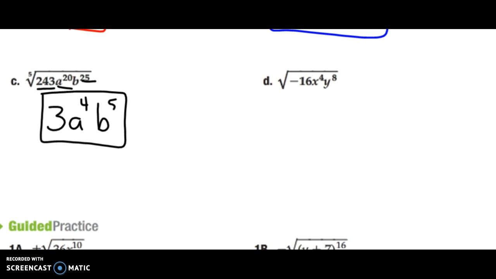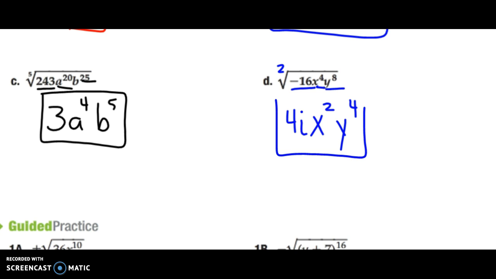Letter D. The square root, index is 2, of negative 16, x to the 4th, y to the 8th. And so you'll notice that back when we talked about square roots of negative answers, that was going to be an i. So the square root of negative 16 is 4i. Then we do half of x to the 4th, which is x squared, and half of y to the 8th, which is y to the 4th. There is my answer there.